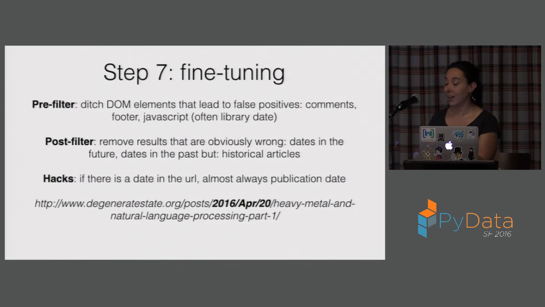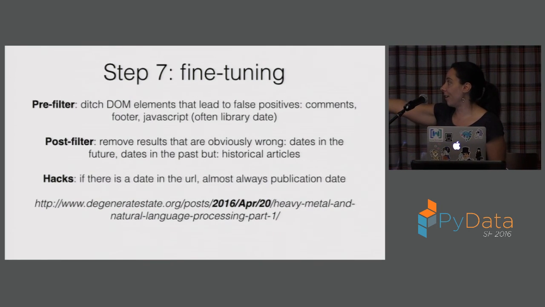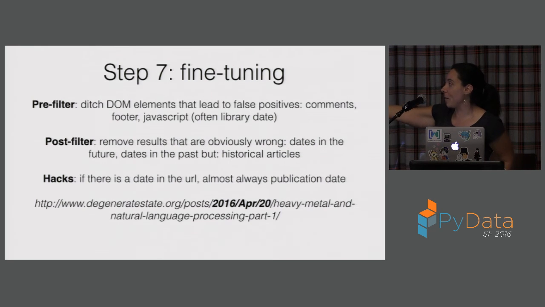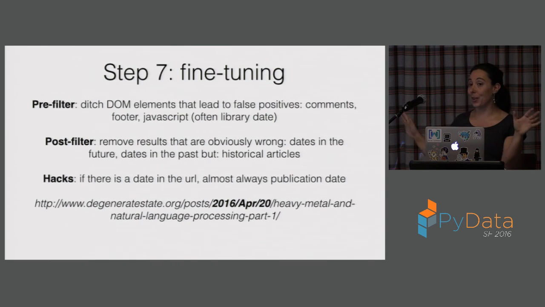So here's an example, this is cool. It was some sort of article about heavy metal and natural language processing that I was reading, and I can guarantee you that it was probably published on April 20th, 2016. So if you see a date in the URL for an article, literally ignore everything I just said and just take it out of the URL, and that is almost always the publication date.